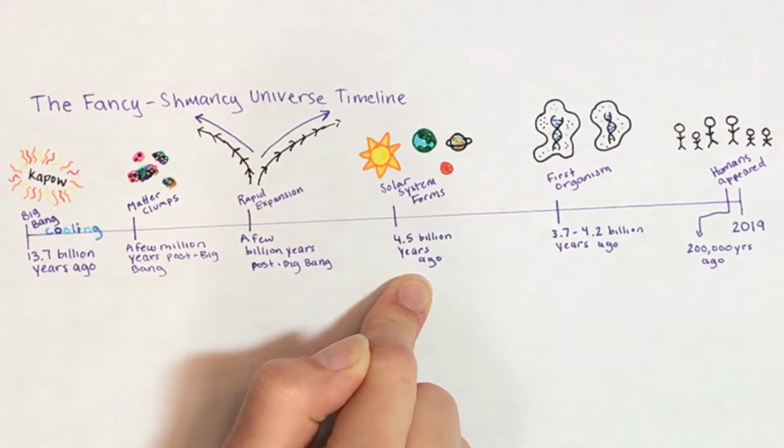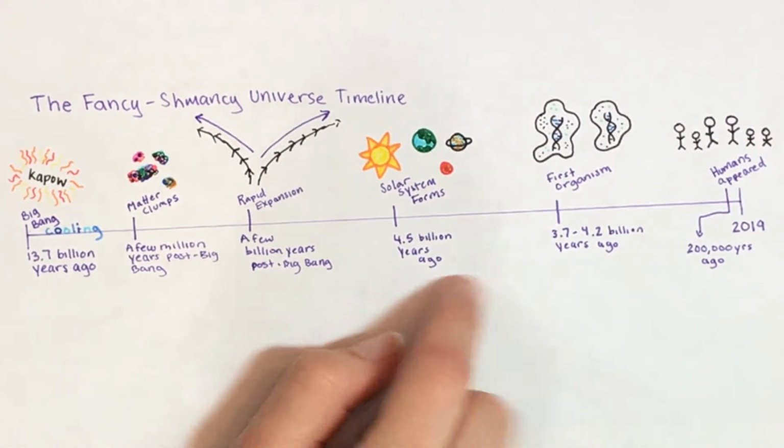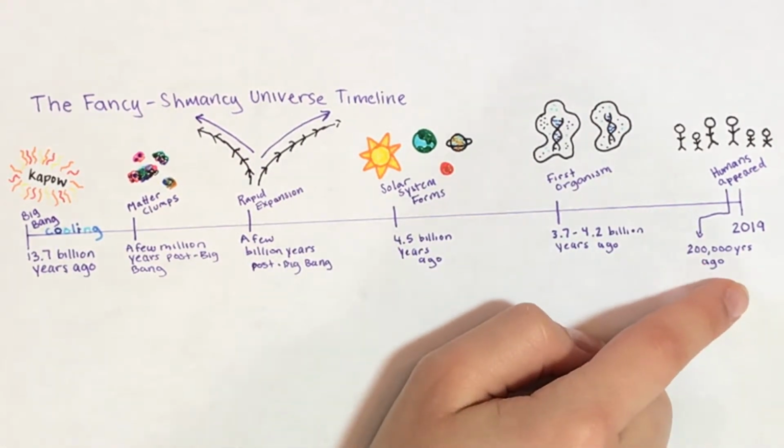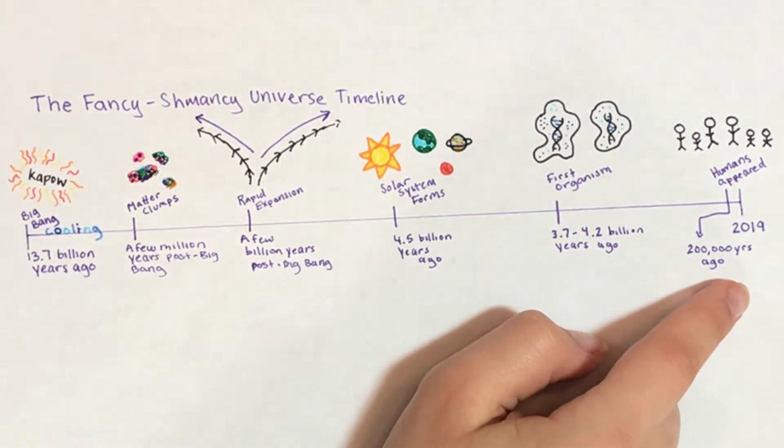4.5 billion years ago, our solar system began to form. We began to see the planets that we see today. And then 3.7 to 4.2 billion years ago, our first organisms appeared on our Earth, which were single-celled prokaryotes. And then 200,000 years ago, humans appeared on our planet.